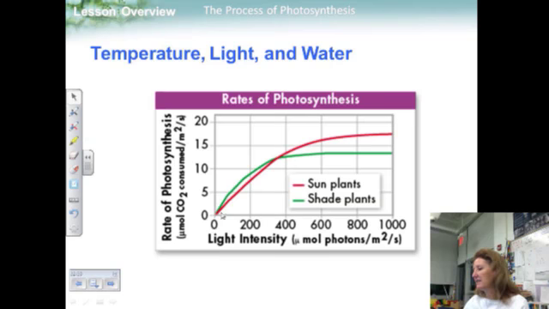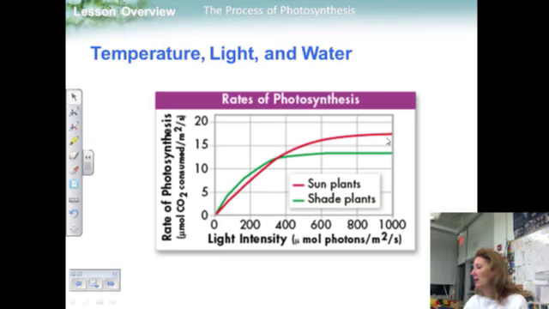High light intensity can increase the rate of photosynthesis. But after the light intensity reaches a certain level, the plant reaches its maximum rate of photosynthesis, as seen in this graph right here, and it will not continue to increase. These are our sun plants in the red, and these are shade plants in the green. They take in a little bit more here, but then the sun plants will continue to go on a little bit above it, and then they'll level off over time.